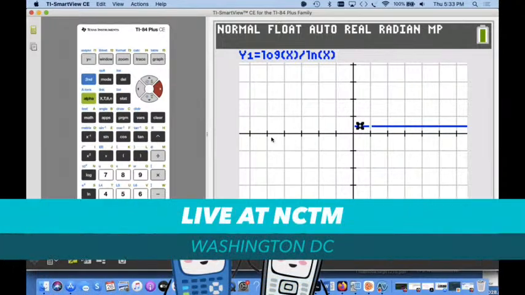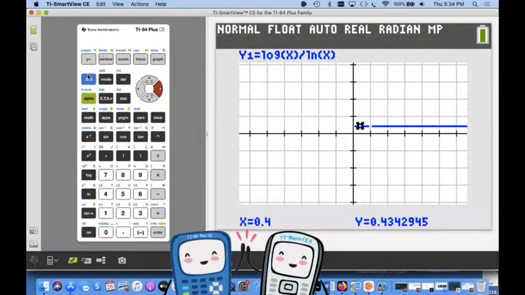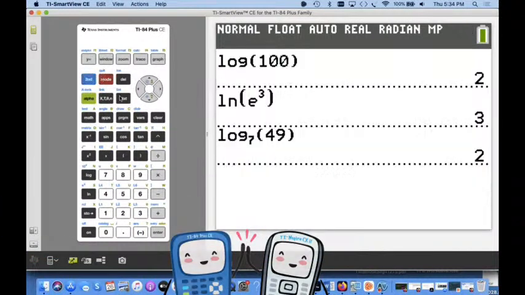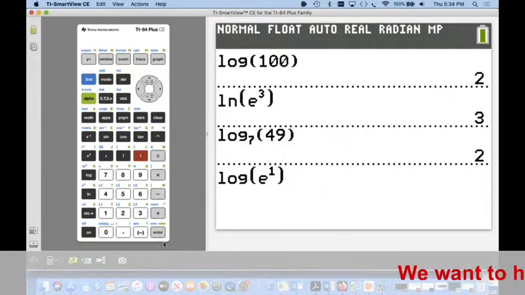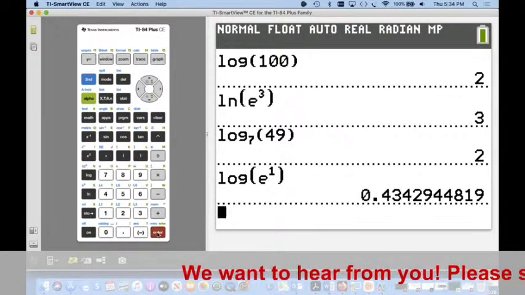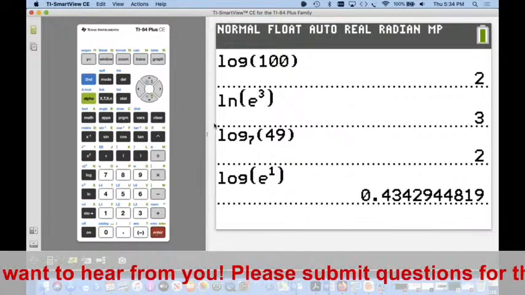Let's check that out. We don't want to just believe everybody, so I'm going to use the common log of e. I'll put in e to the first. There we go. All right, looks very good.